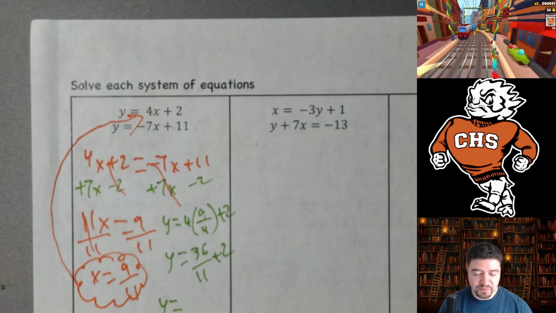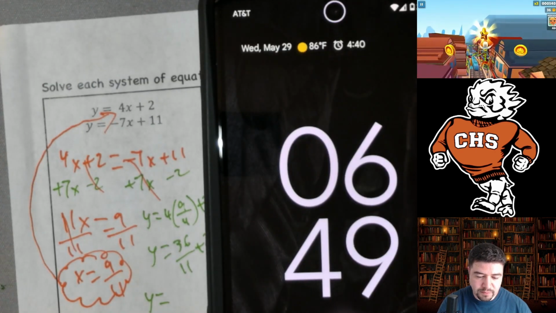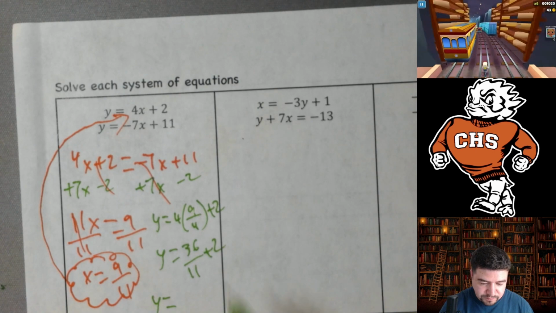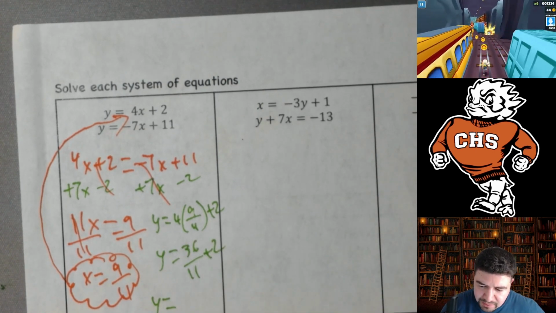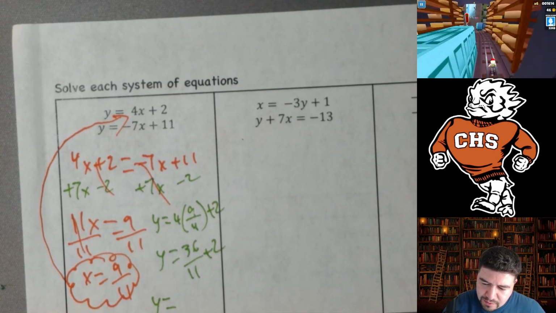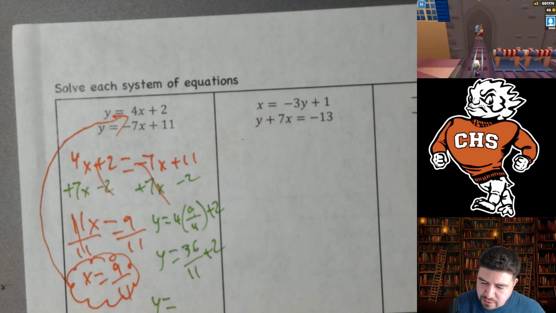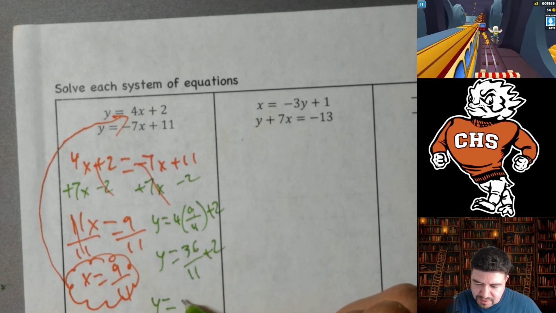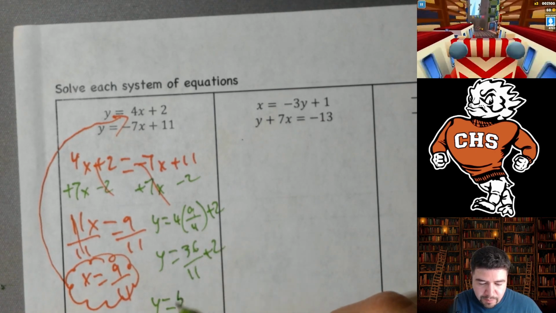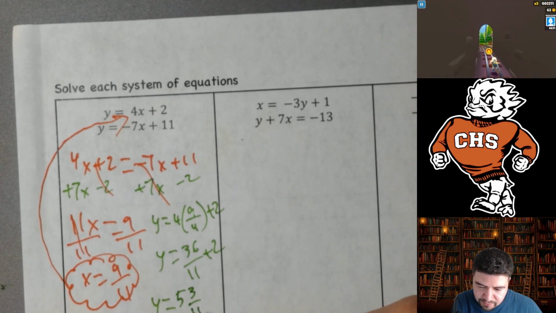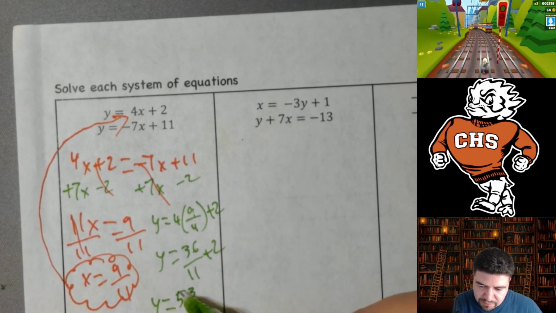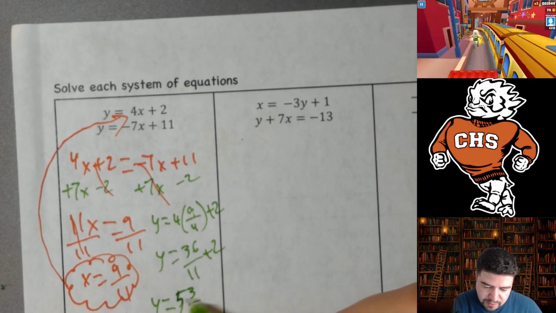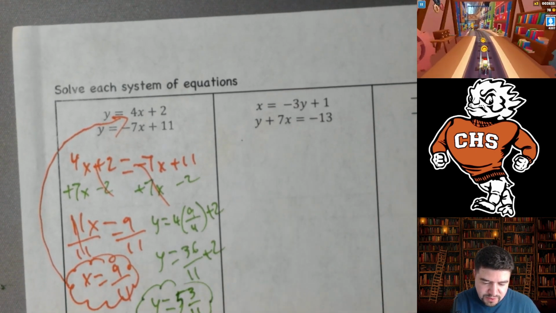36/11 plus 2 is, of course, 5 3/11. I believe, let me see. That comes out to be something. I don't remember what it was in the solution guide, but I'm going to write it as that kind of fraction. It's about 5.27. So 5 3/11.